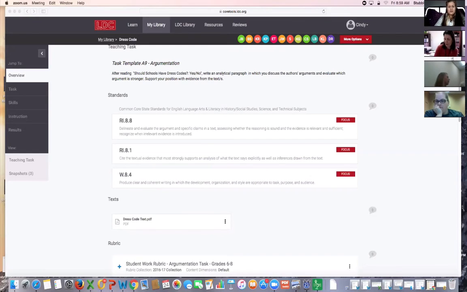The other question here too is back to that question we posed right before we started: after reading versus after researching. And here it says after reading, and that feels like a really nice fit because you're closely reading those texts, as opposed to in Stacy's, where maybe after researching might have been a better fit.